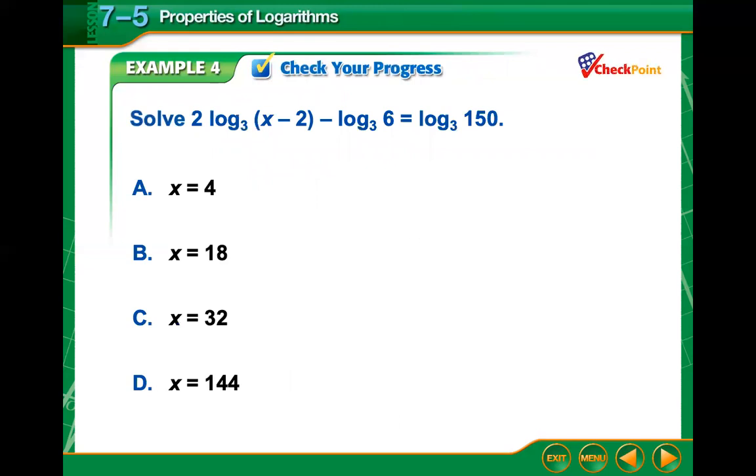Go ahead and try solving 2 times log base 3 of x minus 2, minus 3 log base 3 of 6, equals log base 3 of 150. Pause the video and try that out. And you should get 32.